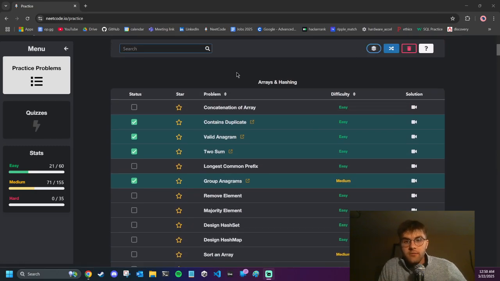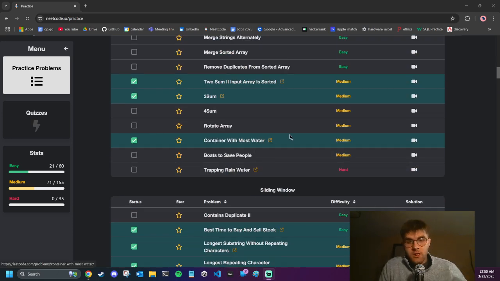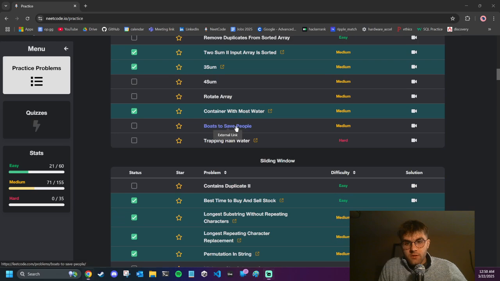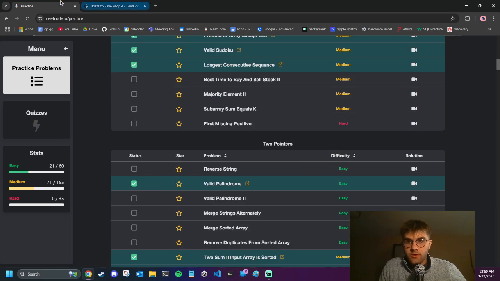I'm going to look at just another kind of problem that I'm going to pick somewhat randomly. So let's look at boats to save people. This is a 2-pointer question.